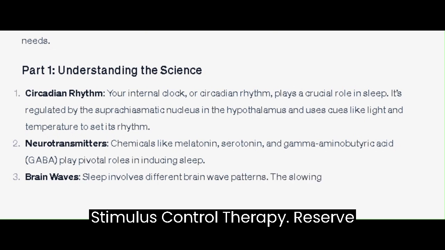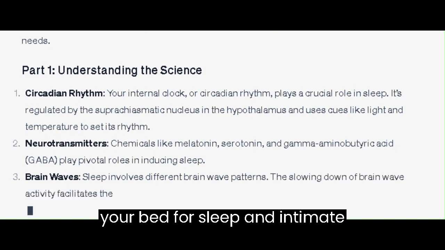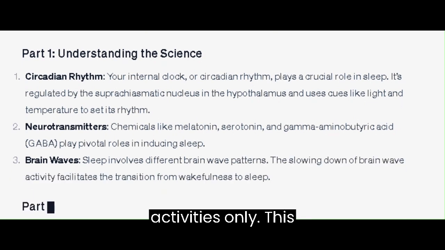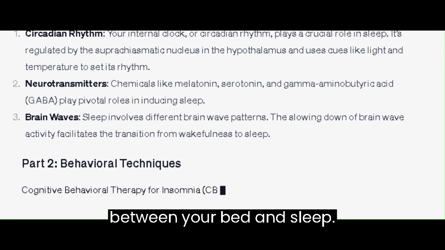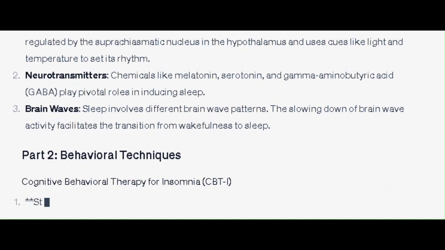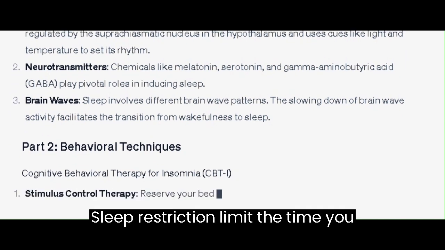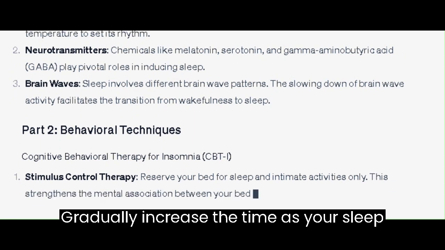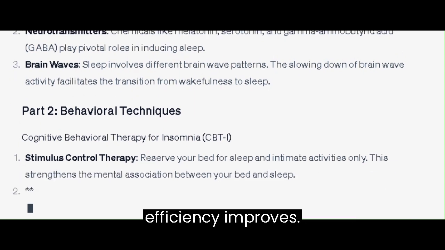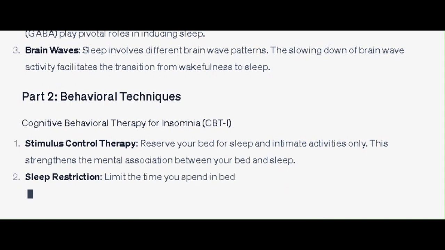Stimulus control therapy. Reserve your bed for sleep and intimate activities only. This strengthens the mental association between your bed and sleep. Sleep restriction. Limit the time you spend in bed not sleeping. Gradually increase the time as your sleep efficiency improves.